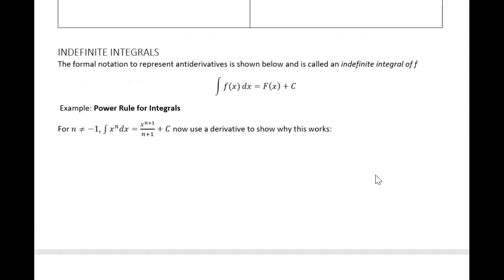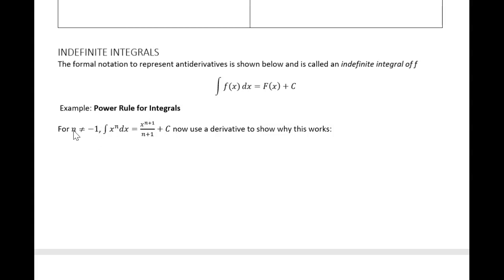An antiderivative can also be referred to as an indefinite integral. In formal notation, you have the integral symbol, which is this curly elongated S. The integral of f of x dx, remember dx is pronounced "with respect to x", is equal to F of x plus C. Our example is the power rule for integrals. This is a rule for n not equal to -1. The integral of x to the n dx is equal to x to the power of n plus 1 over n plus 1, plus C.